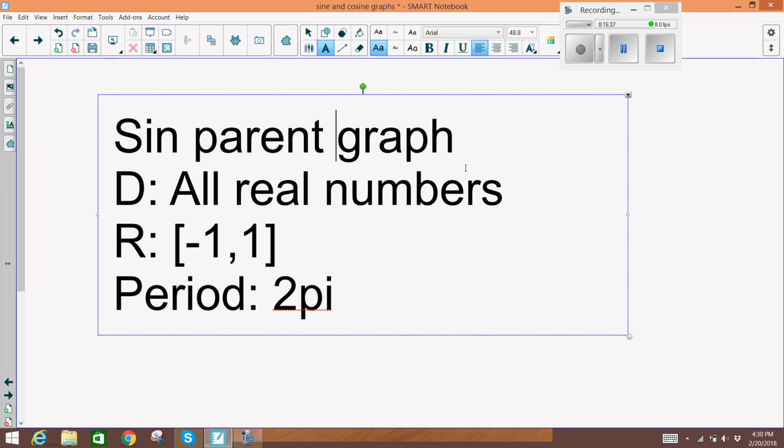All right, and it is the same for the cosine parent graph. Okay, so domain is all real numbers. Any angle can be an input in these. The output is limited to from -1 to 1, unless of course the amplitude changes, and that basically means that the radius of the circle that this is coming from changes. It becomes bigger or smaller. And the period is 2 pi, unless there is a b, and that transforms the function a little bit.